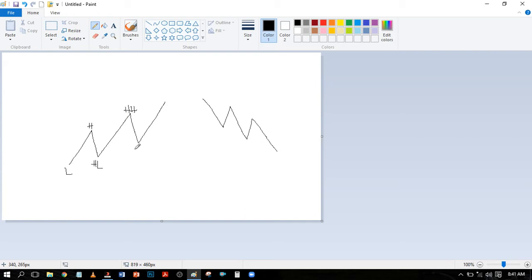Then this is your second higher low. Now you notice that this low is higher than this. That's why I'll call it higher low. This low is higher than this. That's why I'll call it higher low. This high is higher than this high. That's how we'll call it higher high. You understand? So as long as this continues, the market is intact.